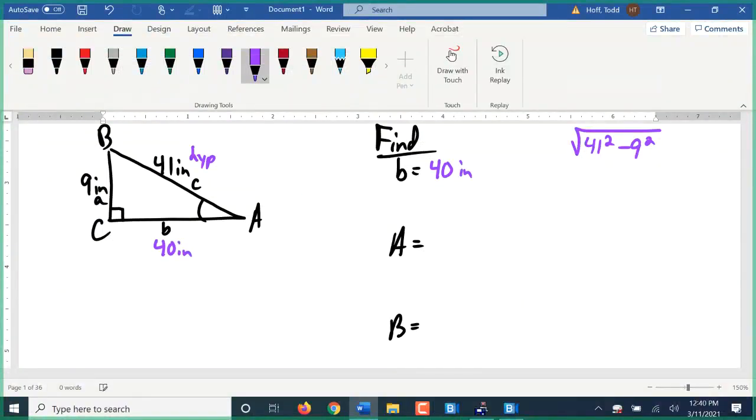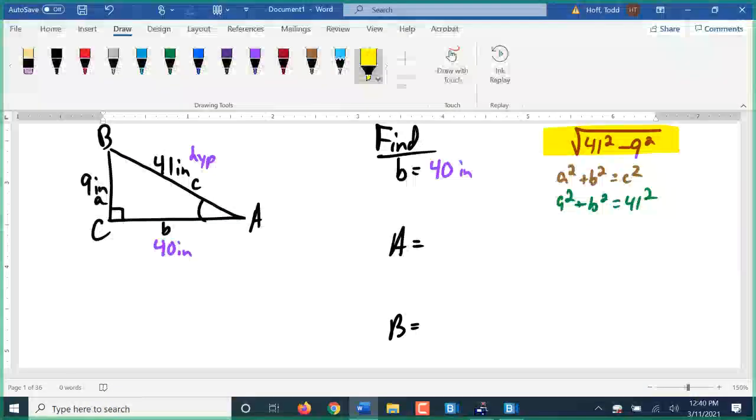Now again, if you feel more comfortable doing it, you can always do a squared plus b squared equals c squared. And you could have filled in 9 squared plus b squared equals 41 squared and solved that equation. I'm just starting to use this now because we've used it enough. I feel comfortable taking some shortcuts with it just to shorten up that calculation.